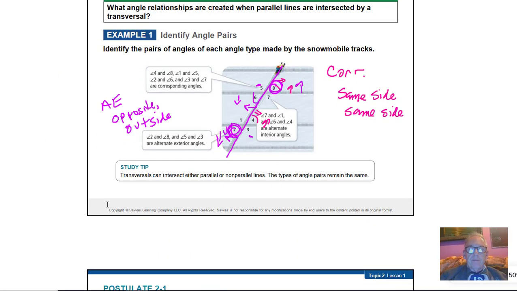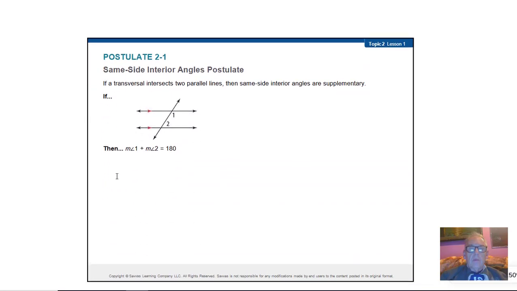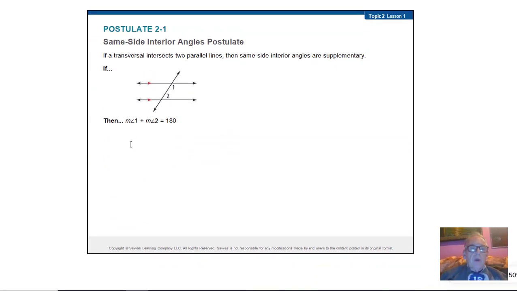Let's move on. Here's our first postulate, postulate 2.1. This should be added to your postulate and theorem list that we started at the end of chapter 1, I think 1.7 maybe. So same side interior angles postulate. If a transversal intersects two parallel lines, then same side interior angles are supplementary. So that means that the measures of these two angles are going to add up to 180 degrees.